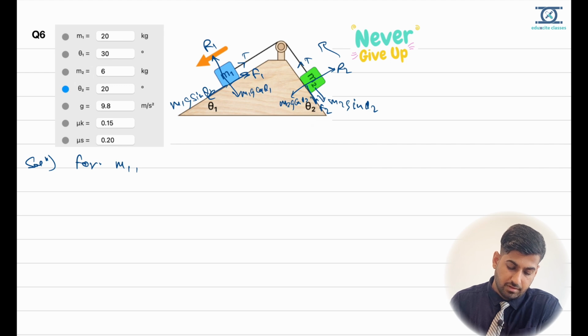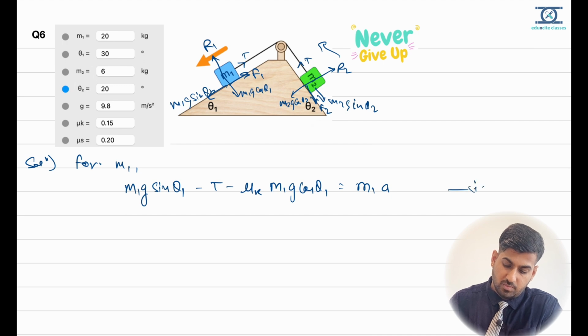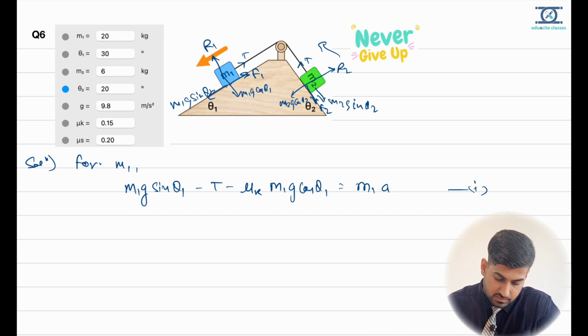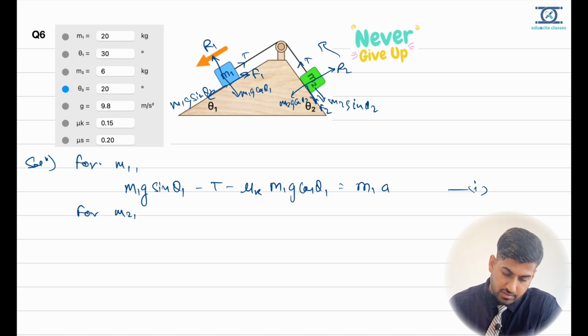The driving force is m1g sine theta 1 minus tension minus mu k m1g cos theta 1 is equal to m1a. So this will be my equation 1, right? Now similarly for m2, I can write down, here the driving force will be tension minus m2g sine theta 2 minus mu k m2g cos theta 2 is equal to m2a, right?